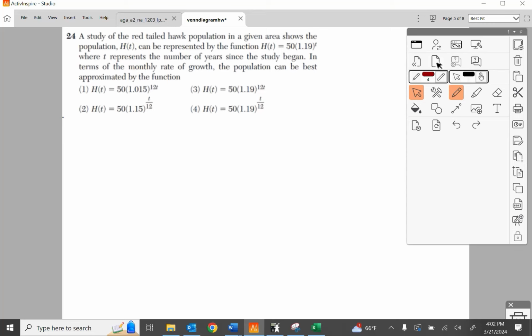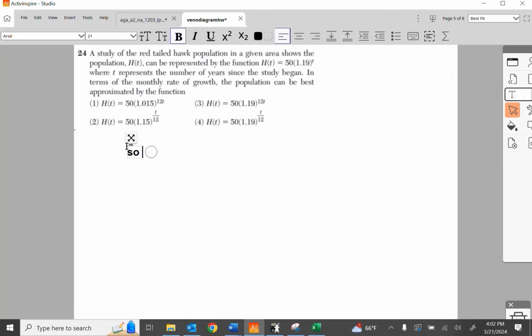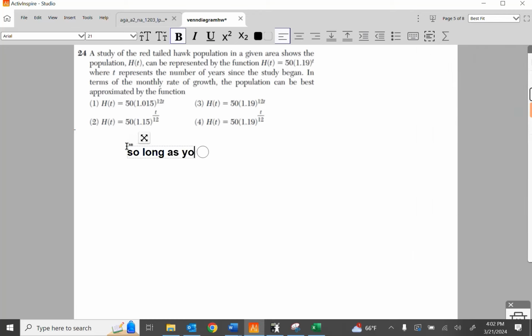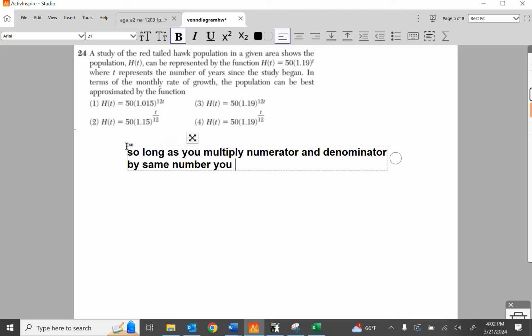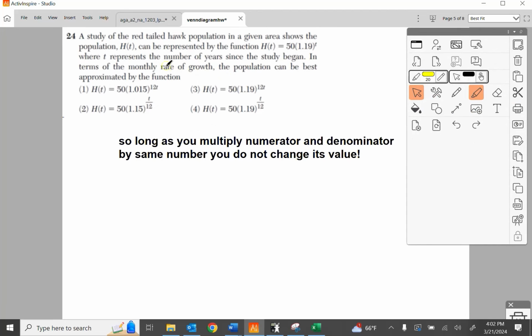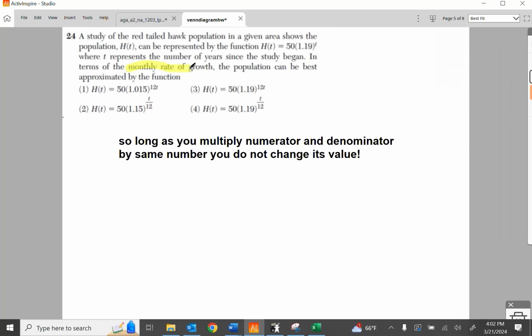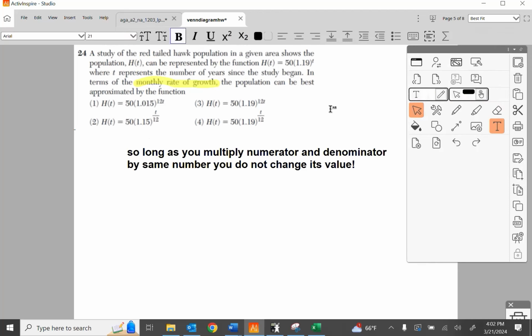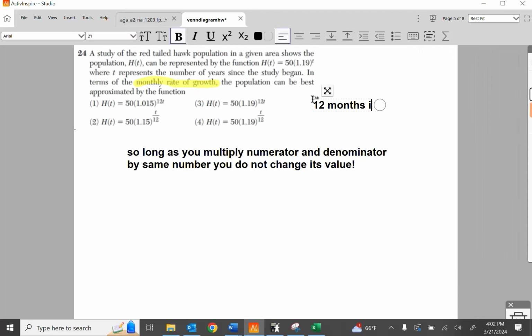Now, you are taught this. The issue is, do you recall it? But so long as you multiply the numerator and denominator by the same number, you do not change its value. So, I want a monthly rate of growth, and I happen to know that there are 12 months in a year.